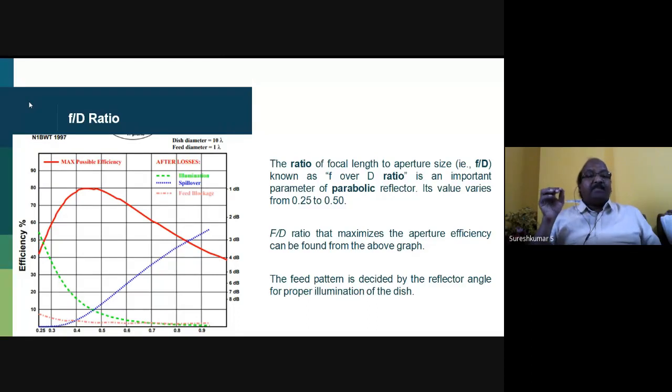Not only that, at this place, you have feed blockage and feed illumination, all are high. And spillover efficiency is also better here. So that is all. The 0.4 to 0.5 is the F by D ratio which is selected for radio astronomy, even for the other applications. But in radio astronomy, this is another parameter when you try to build a parabolic dish.